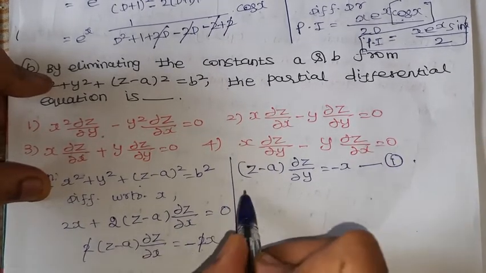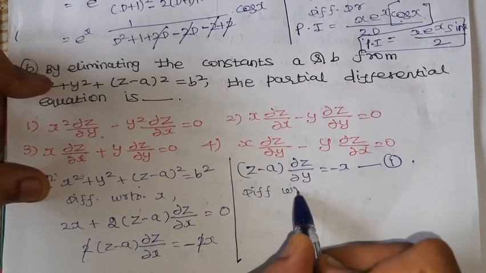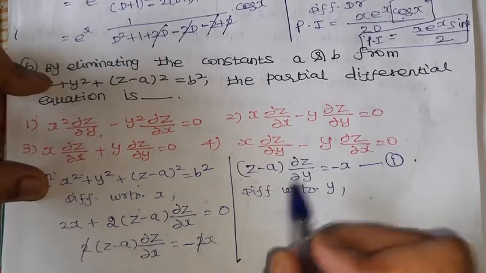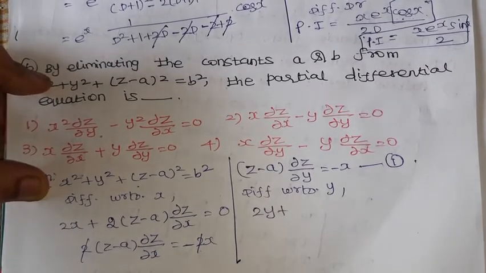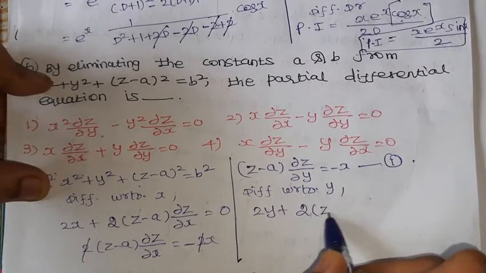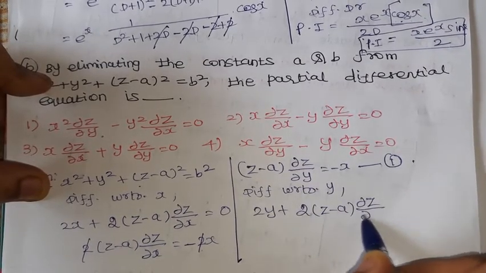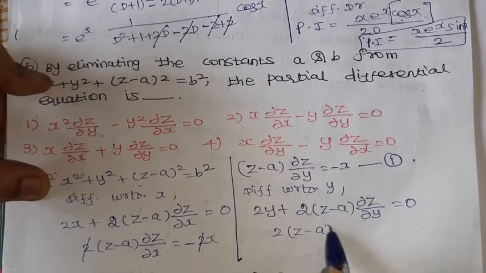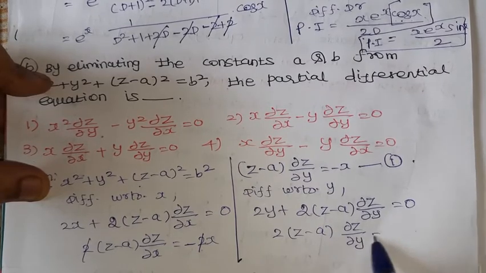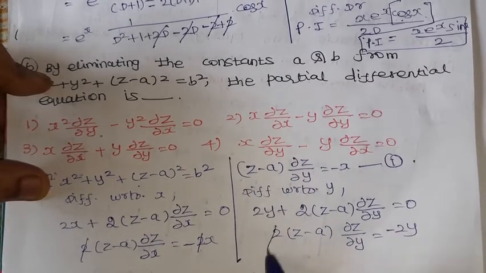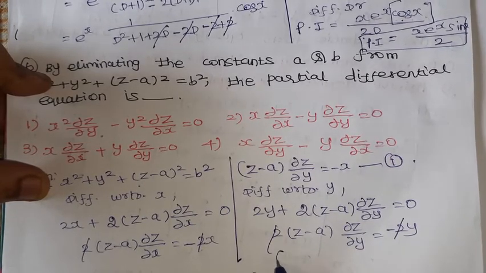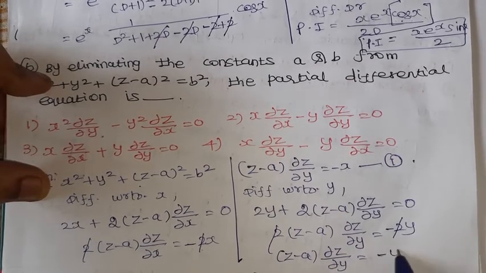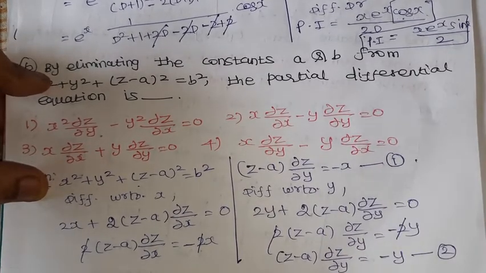Next we are going to differentiate the same equation with respect to y. What we will get? This term will get 0. 2y plus 2 into (z minus a) into dou z by dou y. This constant will get 0. Similarly, simplifying, that will go to the right hand side, cancel those 2's. What we will get? (z minus a) into dou z by dou y is equal to minus y. Let this be equation 2.